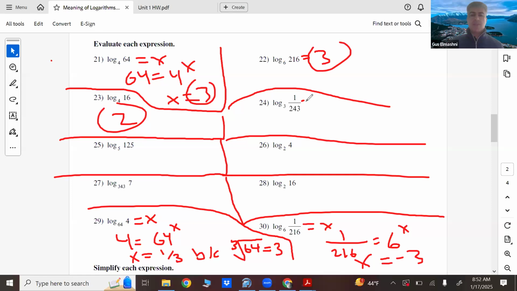All right. Yeah, so let's talk about 24, Jasmine. Like this one: 1/243 equals 3 to the x. Close. So 3, 9, 27. 27 times 3 is 81. And then 5, yes. You went a little too far. So that's -5.